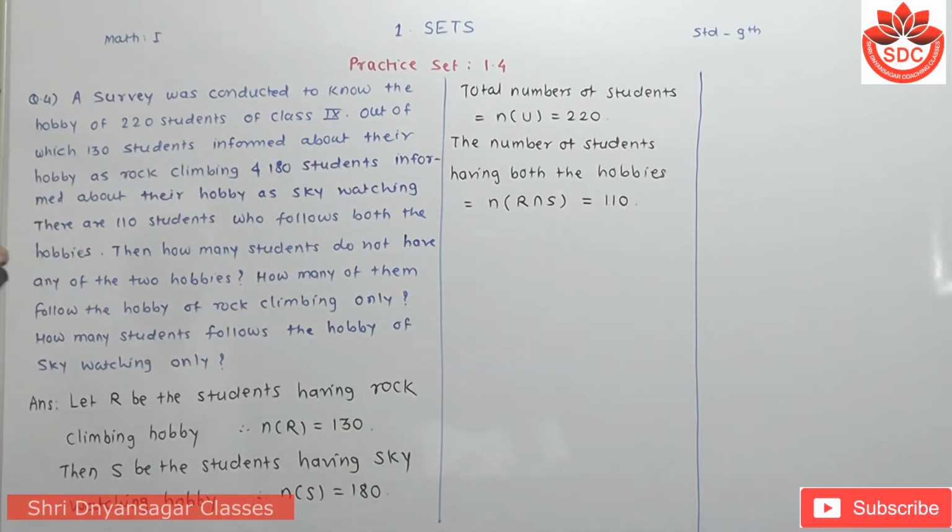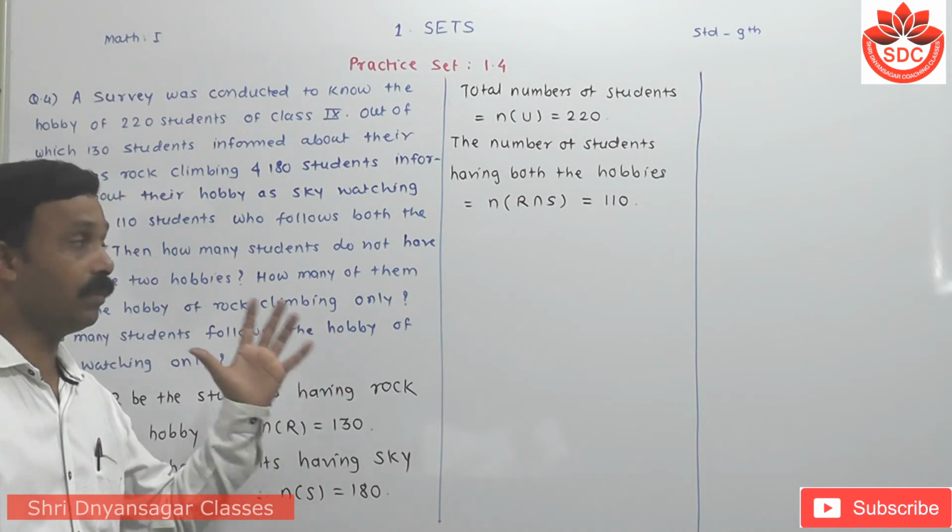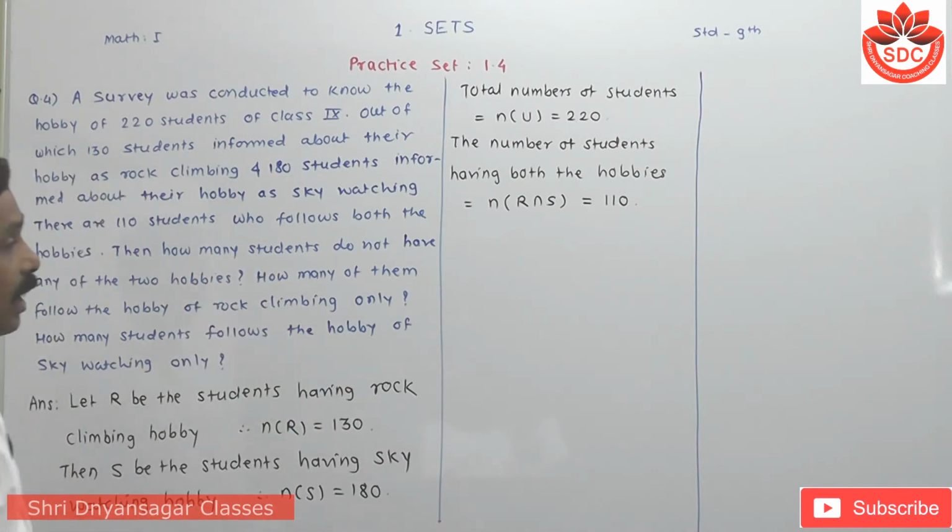110. Then by using the formula we have to find out how many students do not have any of the two hobbies. To find those with neither hobby, we first need to find the total number of students having at least one hobby.